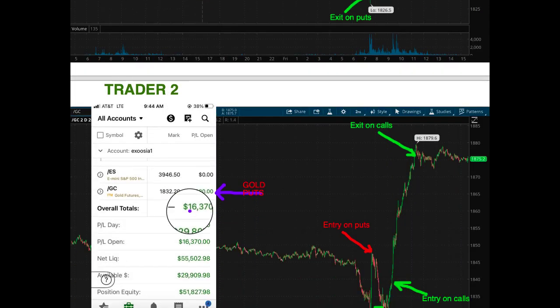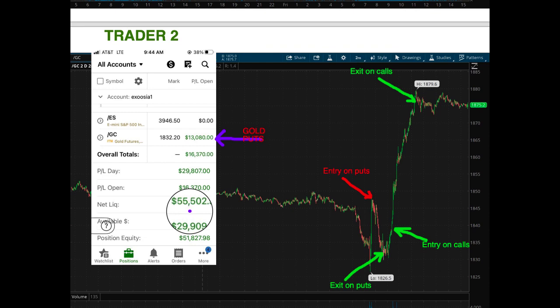And here's Trader 2. While the other guy is talking, Trader 2 nailed the entry. I gave him the trade. He is in 1840 puts. While the guy is still trying to take the trade, this guy is up 13,000.